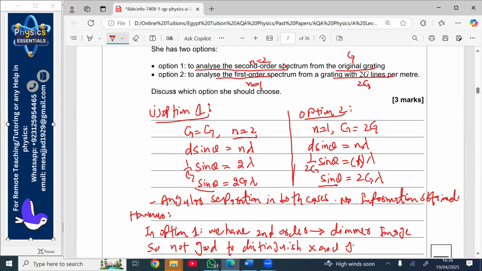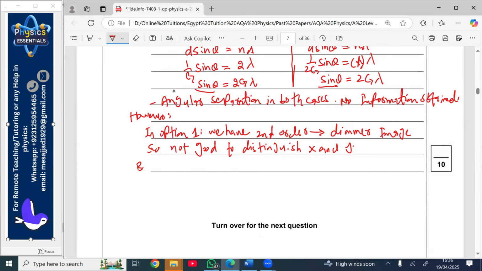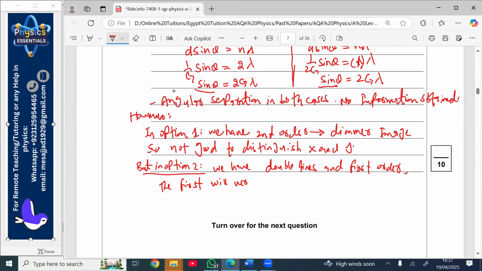But in option 2, we have double lines and first order. So because of that, what will happen? The first order will be very, very bright, and the others can be little, because Y is very close to X. So X will be very, very bright, while Y is a little dim.